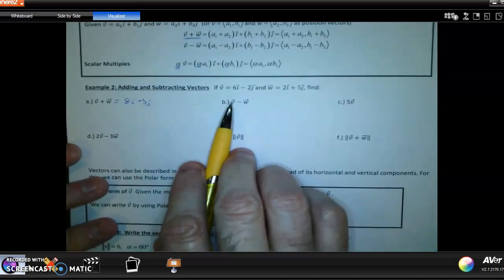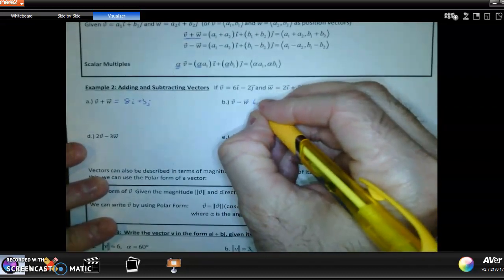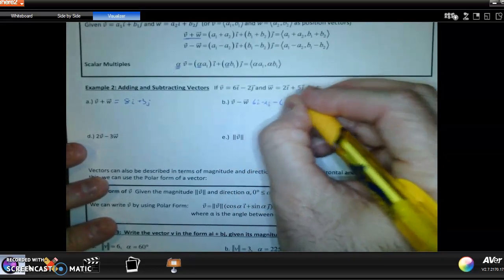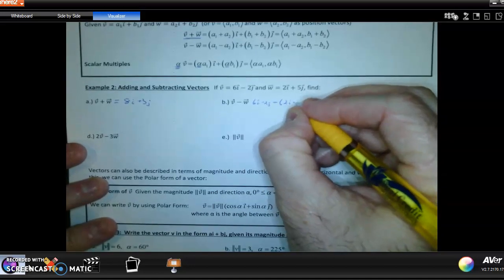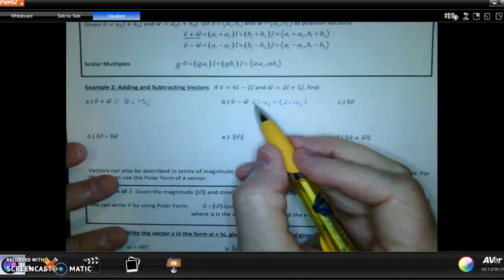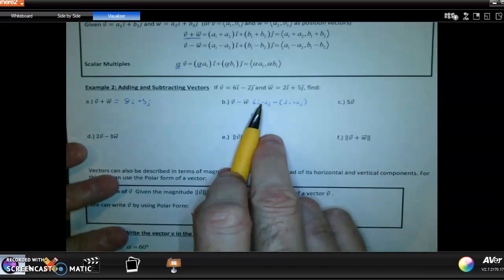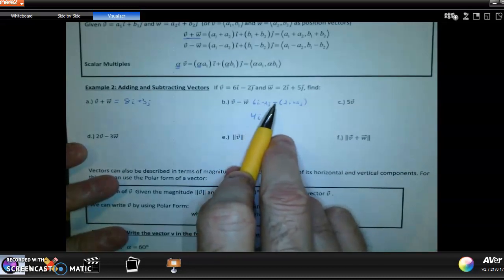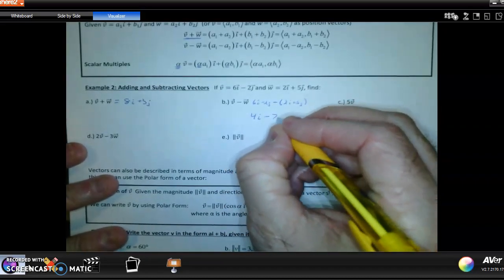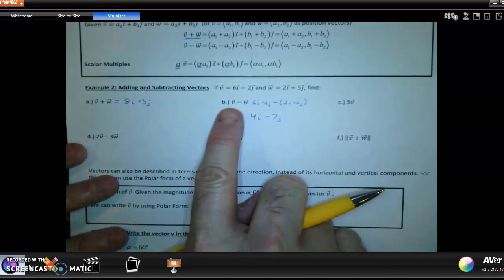For example B, v minus w. So we're taking this vector, 6i minus 2j, and we are subtracting this vector, 2i plus 5j. So again, the trick is distributing. Taking 6i minus 2i and getting 4i. Taking negative 2j and subtracting 5j, which is going to be negative 7j, and that is our answer.